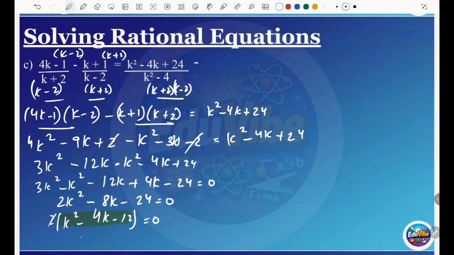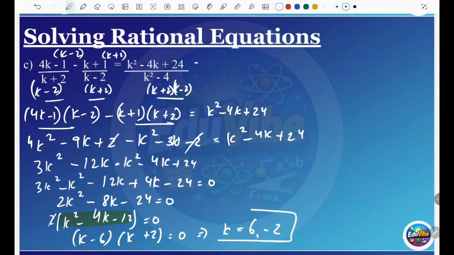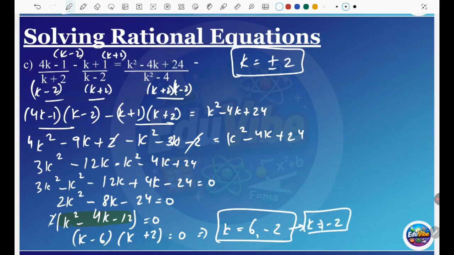So you can factorize this, you get k minus 6 and k plus 2 is equal to 0. When you solve this, you get k is equal to 6 and minus 2. But we have to know about some non-permissible values. The non-permissible value is k is not equal to plus minus 2. Which means that k is not equal to minus 2 here. This term is rejected, and your answer is only k is equal to 6.